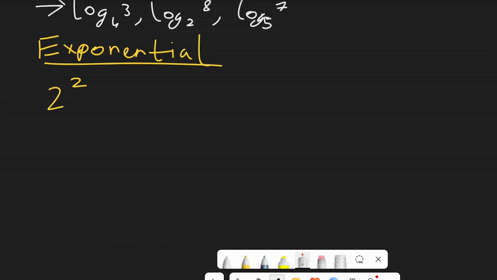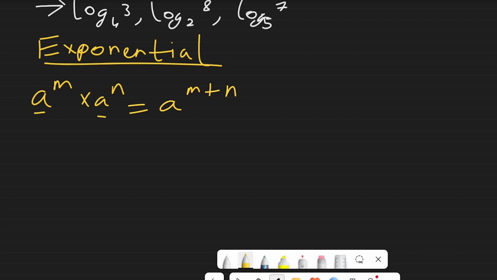There are some rules of exponential numbers, and these could be written as follows. For example, I can say that a power m times a power n is equal to a power m plus n. Okay, as an example, we have the common bases, right? So it could be 4 power 3 times 4 power 5 is equal to 4 power 3 plus 5, or 4 power 8. Okay, you can even calculate it on your own and the answer would come the same.